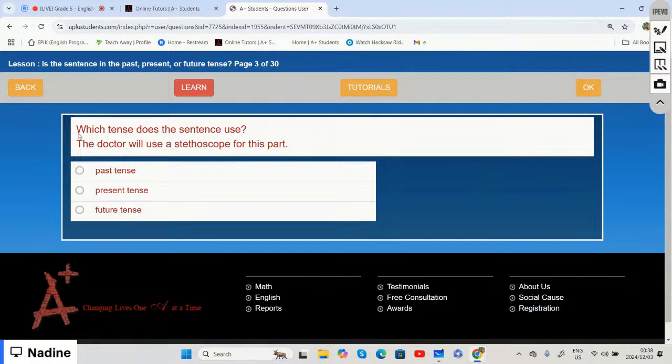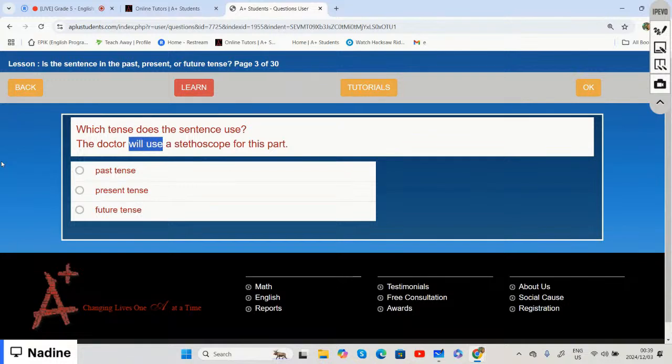The next one says the doctor will use a stethoscope for this part. So the doctor will use a stethoscope for this part. If you look at the word will use, is that in the past tense, option one, present tense, option two, or future tense, option three? Will use. The doctor will use a stethoscope for this part.